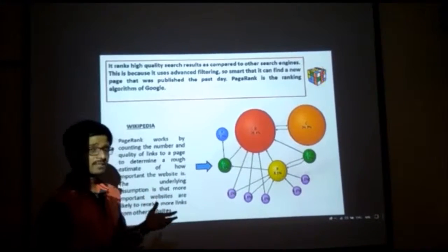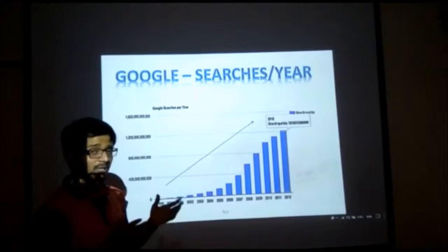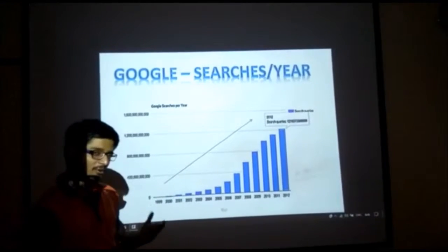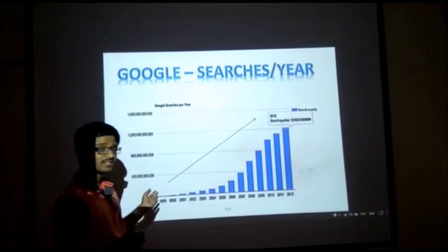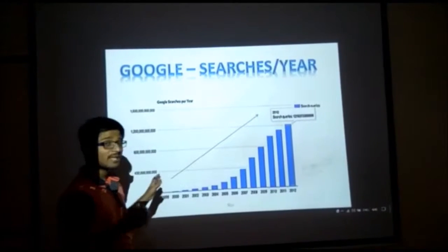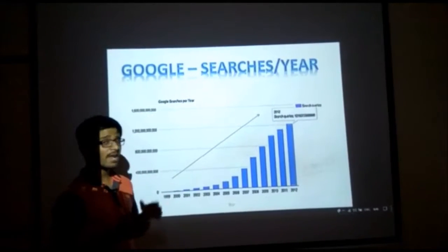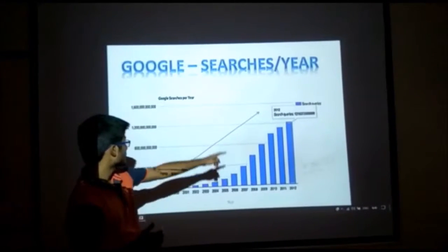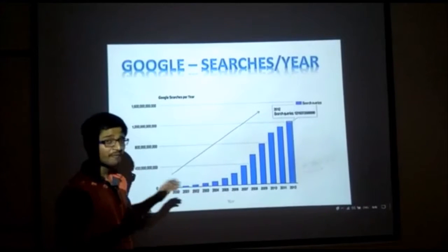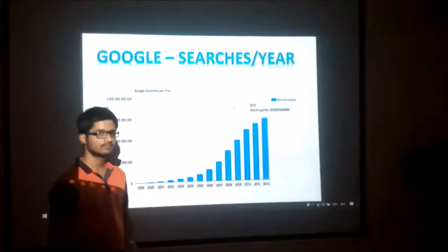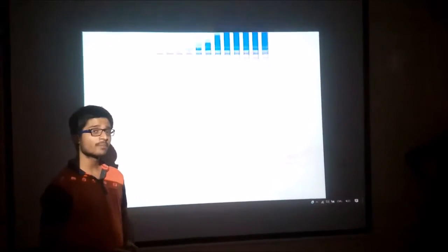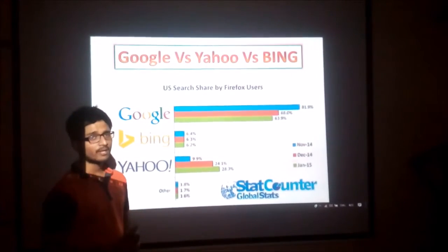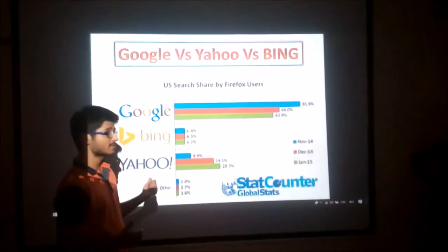Now we will be discussing the number of searches per year done on the Google web search engine. In 1998, the number of searches per year was not considerable. But as people came to know about Google and its characteristics, the graph rises, and by 2012, as you can see, it crosses the bar of 1 trillion searches per year. Now we will be comparing various web search engines, namely Google, Yahoo and Bing. And here are the statistics as follows.